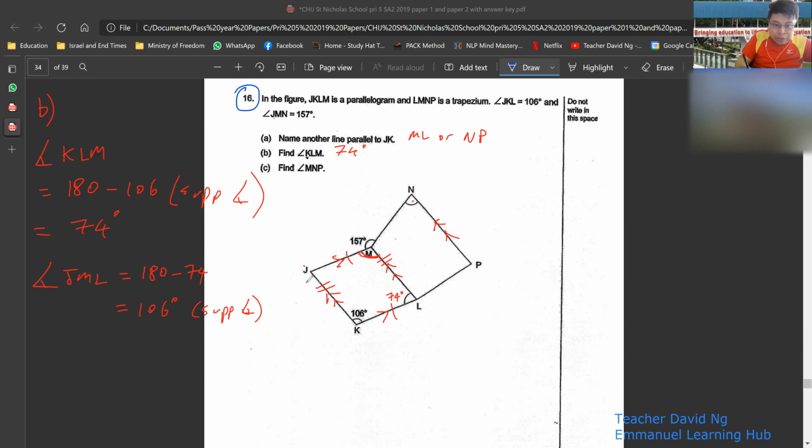Okay, so JML is 106. That one okay? If you know JML is 106, of course, you can figure out this angle, right? You can figure out this angle. So how to figure out angle NML? How to figure out NML? Can you tell me?